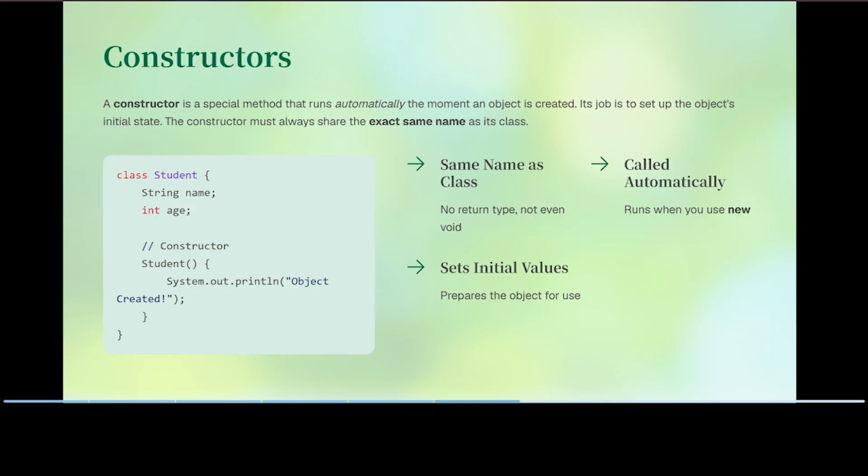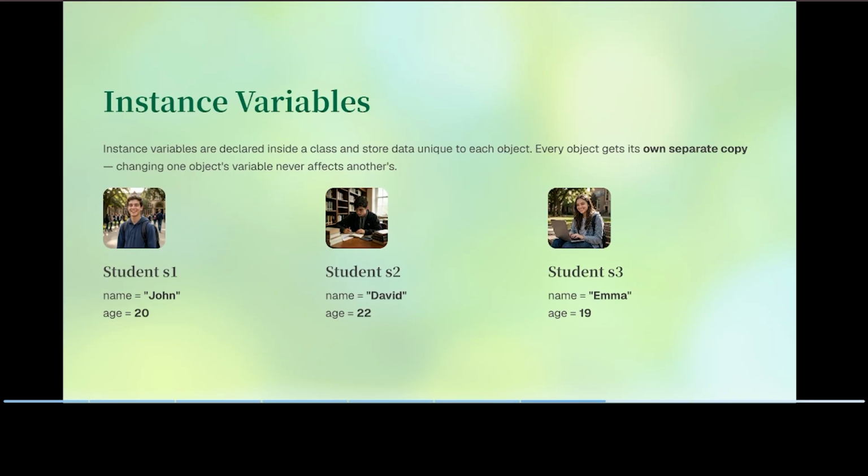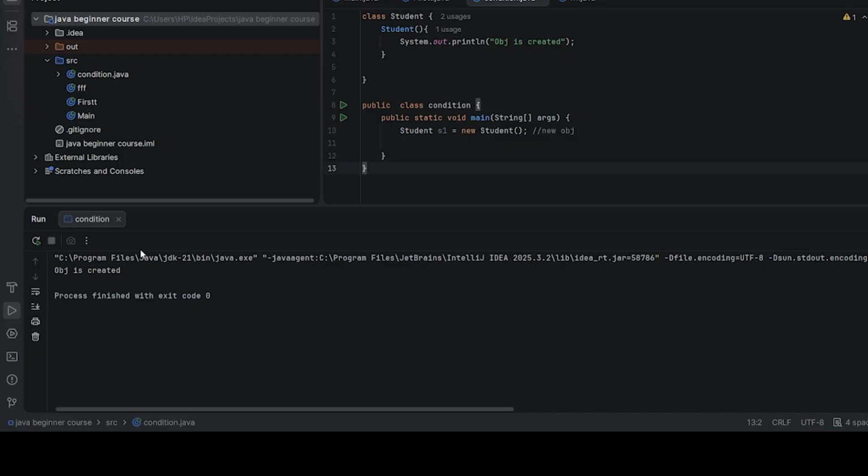Next thing we are going to learn about instance variables. Variables declared inside a class are called instance variables. Every object gets its own copy of these variables. Let's see a simple example of instance variable so that you will understand this concept somewhat clearly.